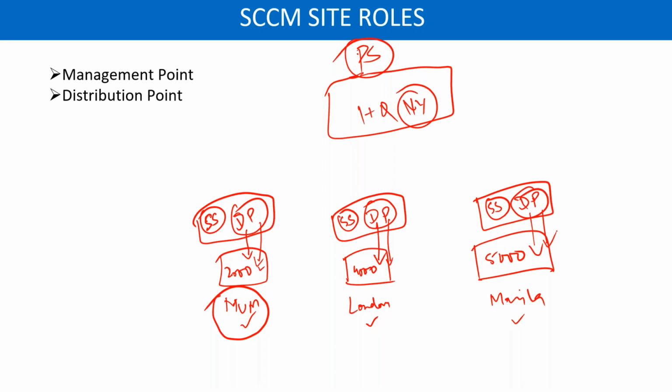Clear? So basically, the policy, the Google Chrome file, you will send from here to all the distribution points, and the files will be present in each distribution point, all the files. Understood? Clear?